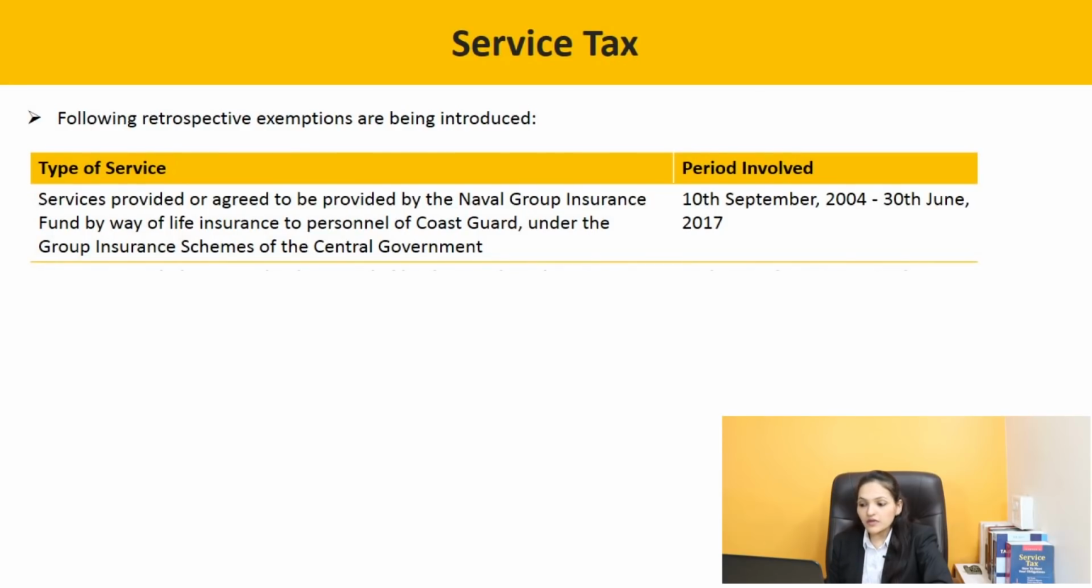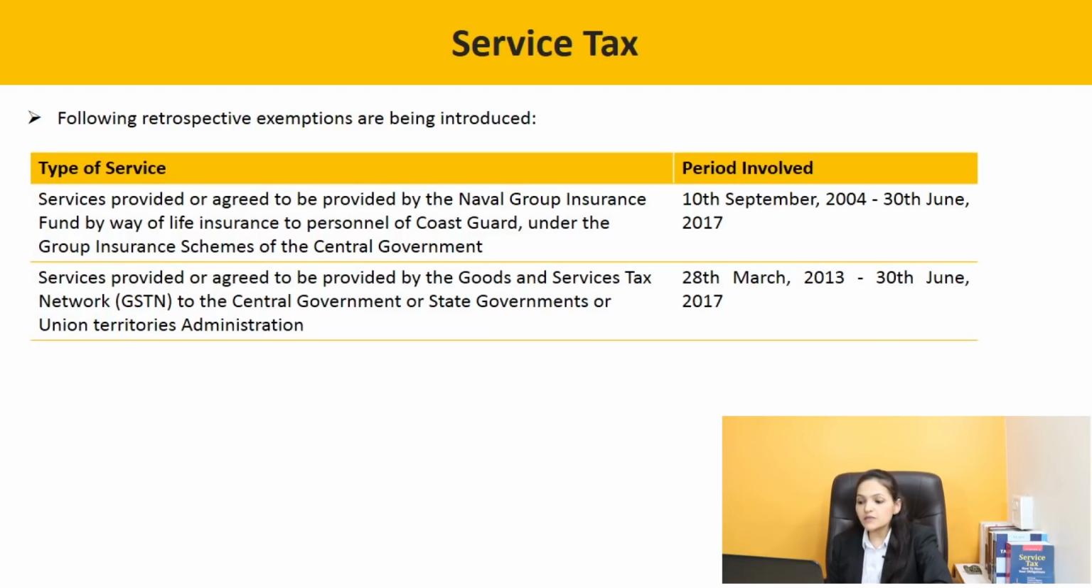Next, coming over to the changes prescribed in service tax. Following retrospective exemptions are being introduced. First, services provided or agreed to be provided by the Naval Group Insurance Fund by the way of life insurance to personnel of Coast Guard under the Group Insurance Scheme of the Central Government. It has been exempted from 10 September 2004 to 30th June 2017.